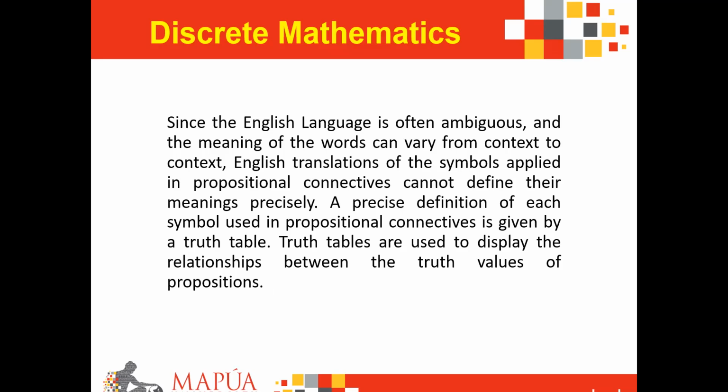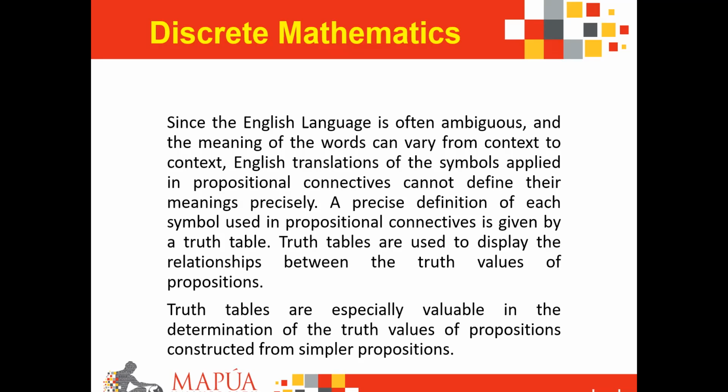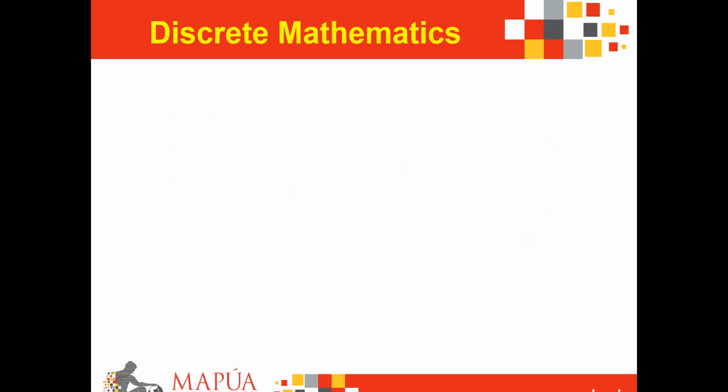Since the language is often ambiguous, the meaning of the words eventually can vary from context to context. Therefore, different propositional connectives used to connect your corresponding propositions are not defined using English text. However, a precise definition of your corresponding propositional connectives is given by what you call truth tables. Truth tables display the relationship between the truth values of your propositions and are especially valuable in the determination of the truth values of propositions which are constructed from simpler propositions.